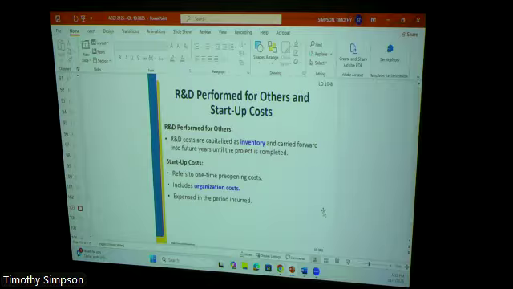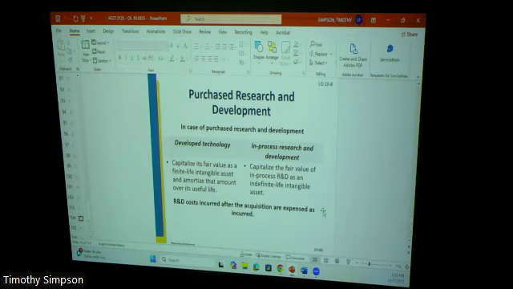Okay, any kind of startup costs or organization costs and whatnot tend to be expensed in the period incurred. This is primarily for existing businesses that are simply branching out into other areas. We would not capitalize those as intangibles, rather expense them. And in the case of purchasing R&D, this is sort of the other side of the transaction. If it's developed technology, we're going to capitalize that. And if it's got a finite life, it's going to be an intangible asset. It's going to be amortized over that finite life.